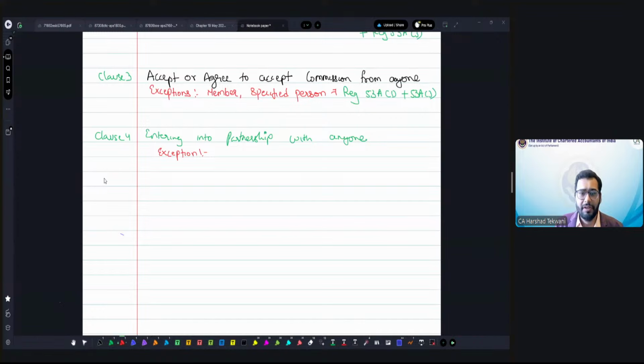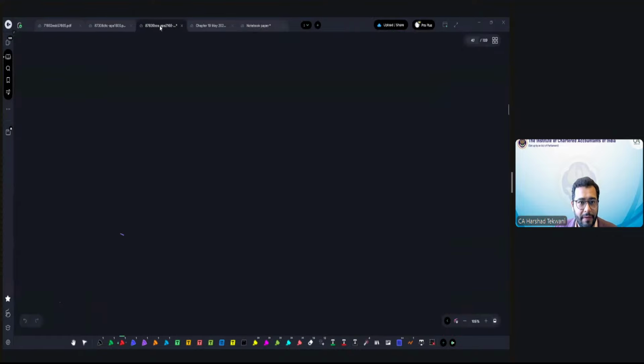So the first exception is CA in practice. Now the second exception over here is specified person. But there is a small change we will look into in the specified person definition, or the term, how it is defined in the act itself.